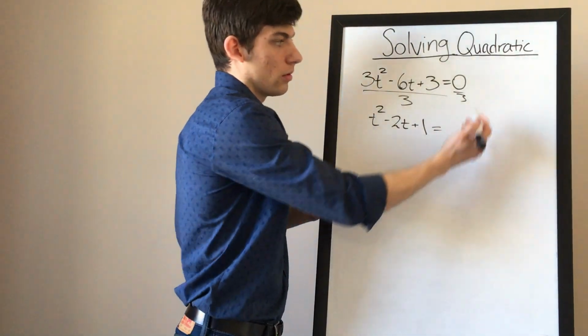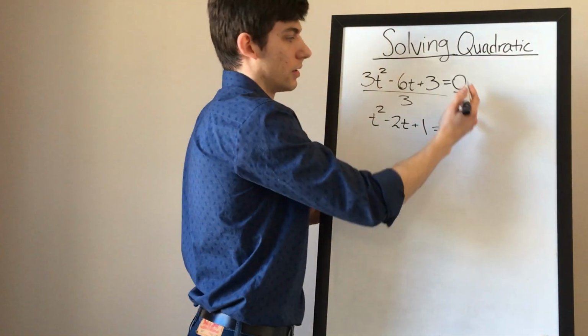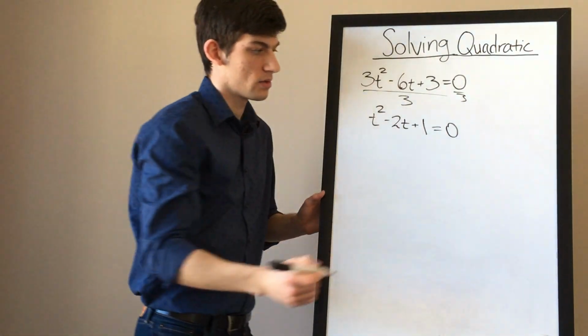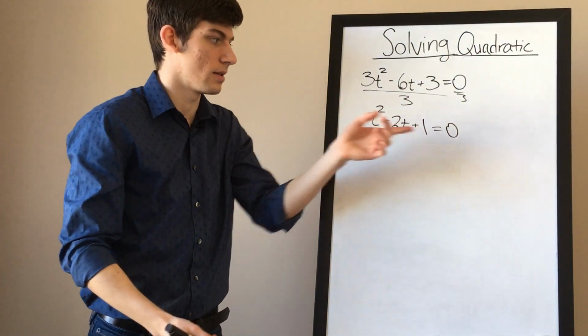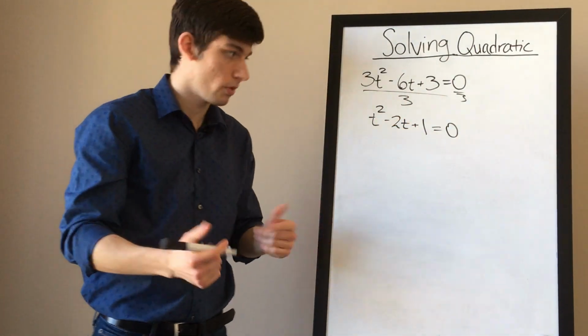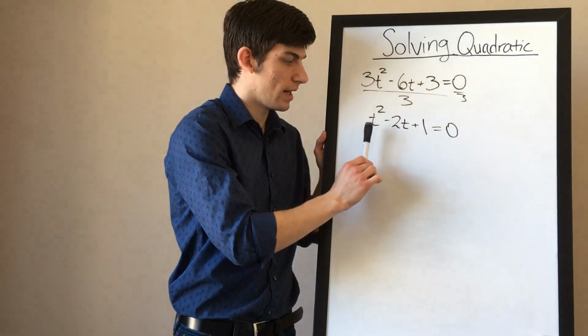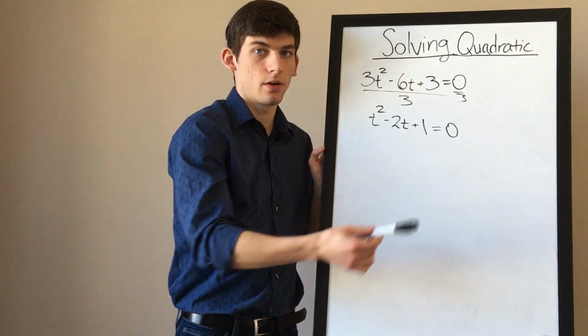And what will it equal? 0 over 3. We don't have any more terms. 0 over 3 is still just 0, right? So that's the cool part. You can just divide it out. This stays 0, and you get a more simple version. Okay. So now we're looking at t squared minus 2t plus 1 equals 0.